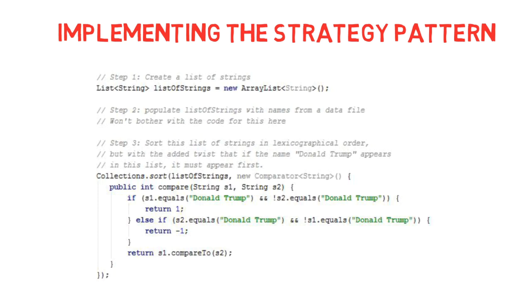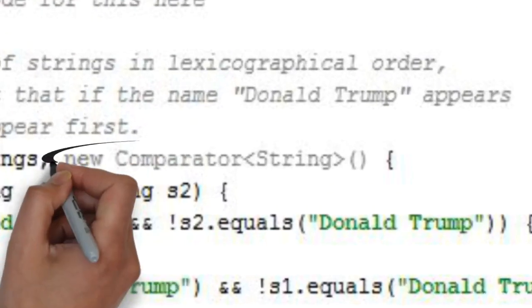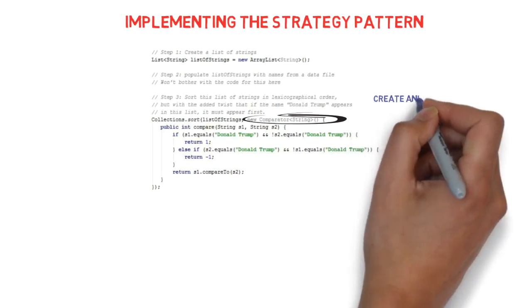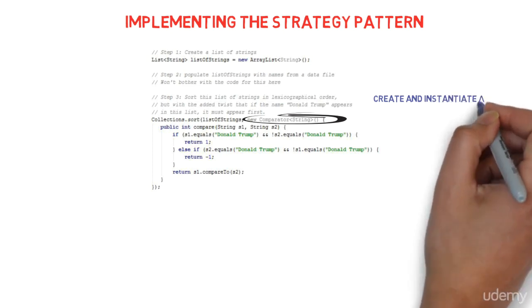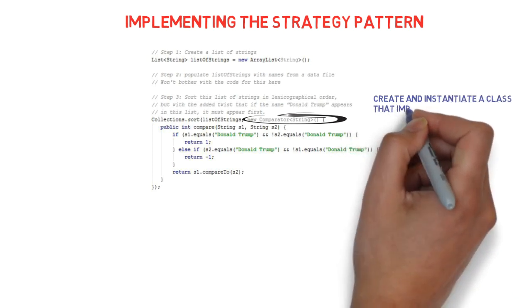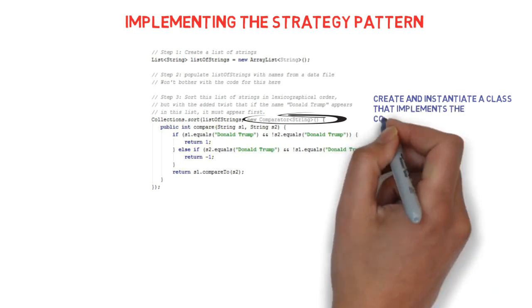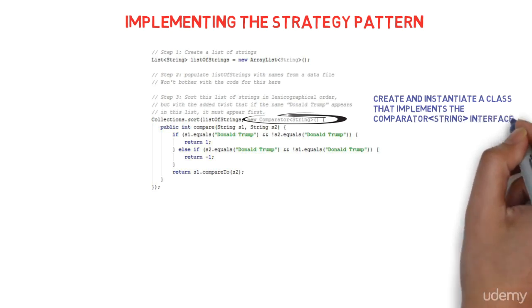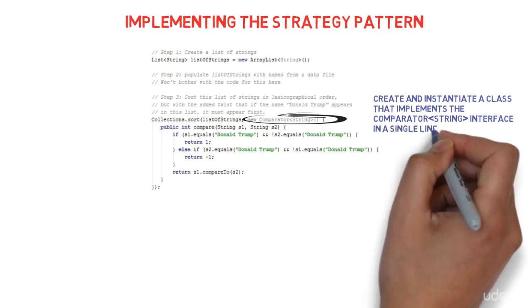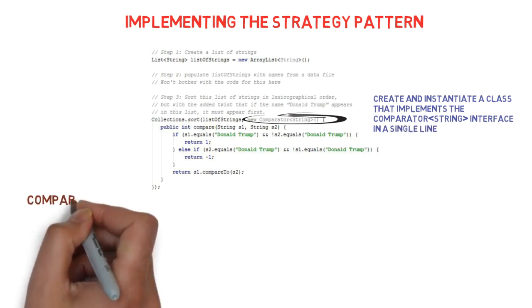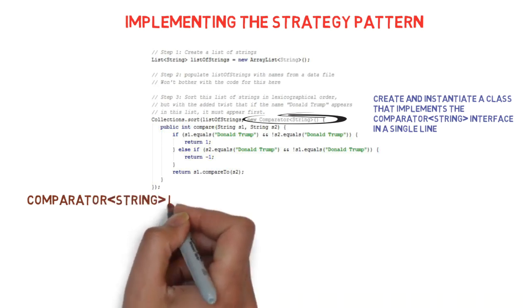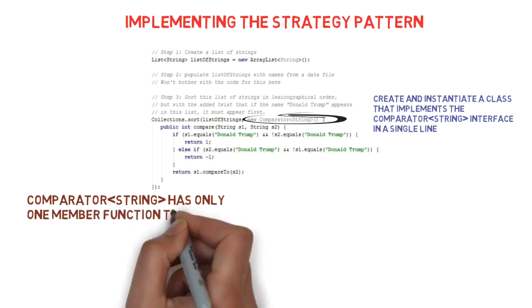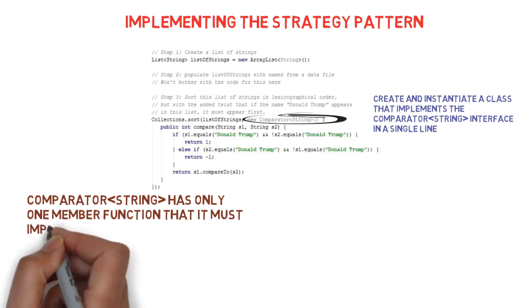The very first thing here is we have to create and instantiate the comparator class, which we do by calling new Comparator, passing in String as a generic parameter. So we create and instantiate this class which implements a comparator in a single line. We do so on the fly when we pass it in to the sort method. We could also have had this object ready earlier and passed it in at that time. The next step: the comparator interface has only one member function, and that's the only thing that need be implemented. We do that on the fly.